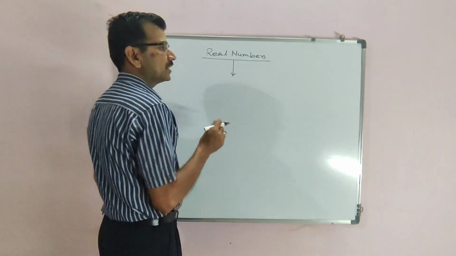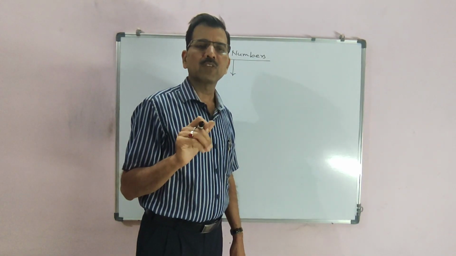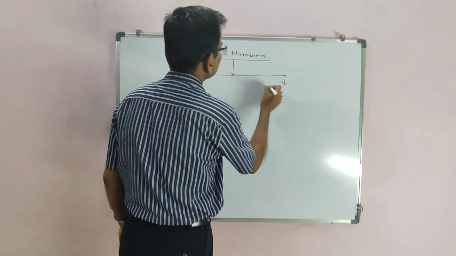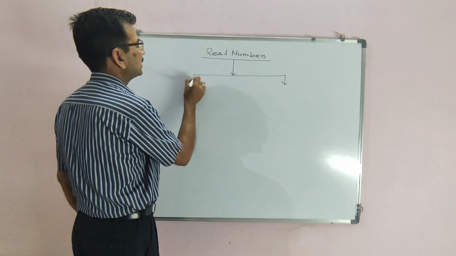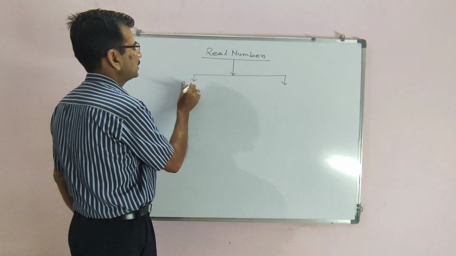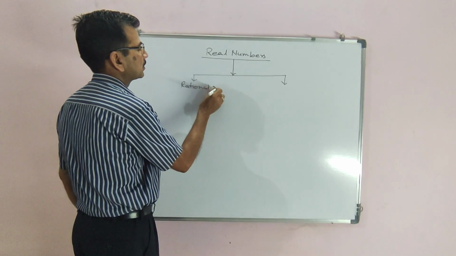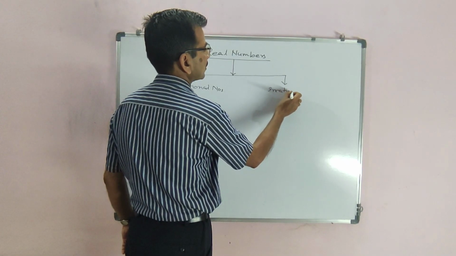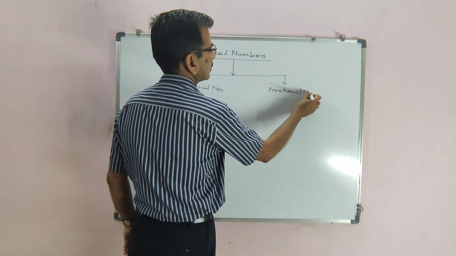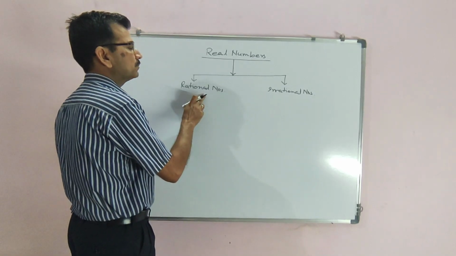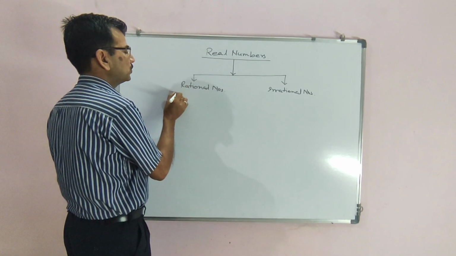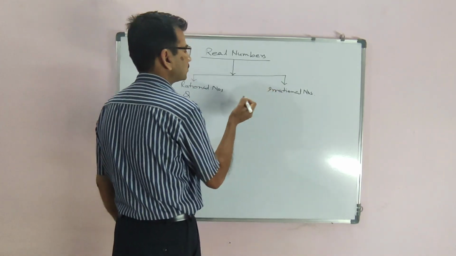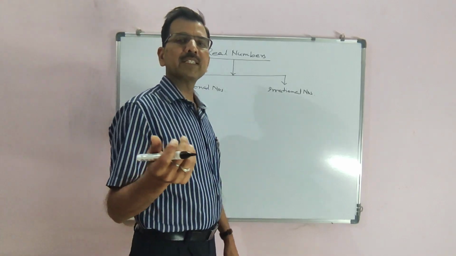So real numbers, if you define it, it is a combination of two kinds of numbers, all of you know: rational numbers and irrational numbers. Rational numbers we represent with Q, and irrational numbers we know are non-terminating, non-repeating decimals.